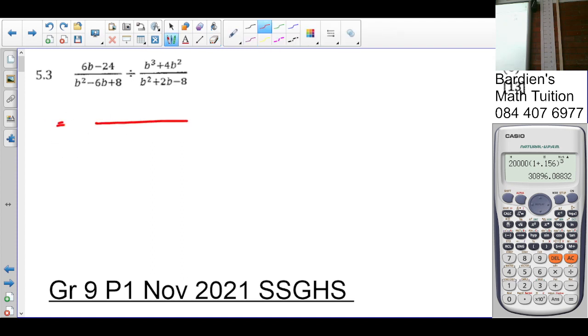Alright, so people in the numerator, what can be done then? Common factor. There's a common factor of? So what are we left with? b minus 4. Continue again.